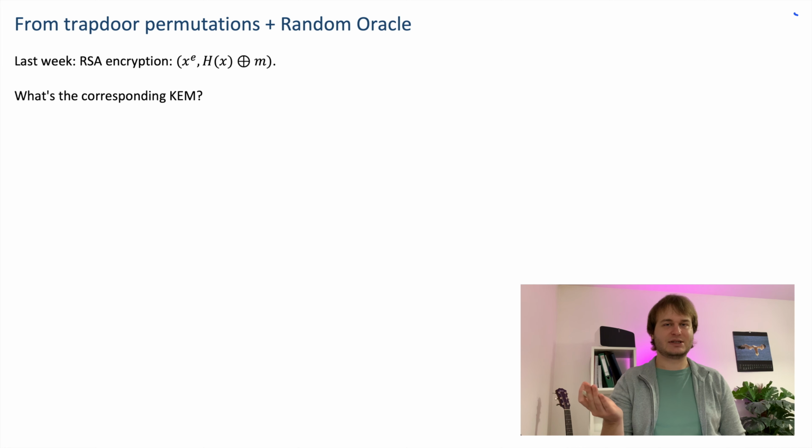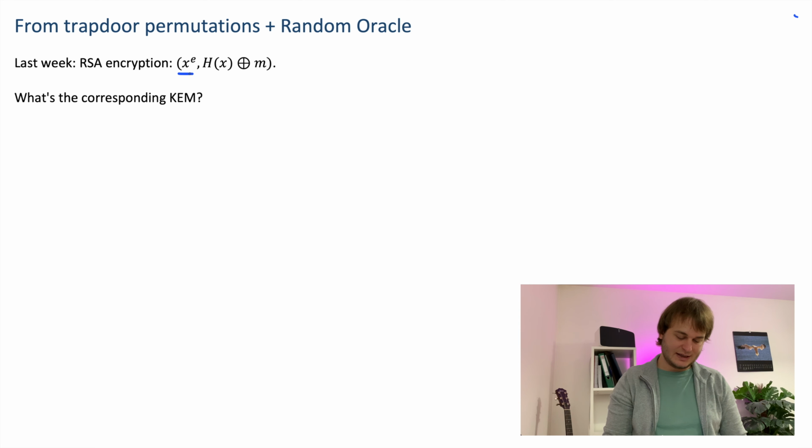So this KEM that we've just seen is a little bit boring, because the secret key that it outputs is just single bits. So it's pretty much only useful to encrypt single bits. But last week we've seen other encryption schemes, and one of those was the RSA-based encryption scheme with the random oracle. There, if you wanted to encrypt something, we chose a random x from Zn. And then the ciphertext was x to the e, which is basically the RSA trapdoor permutation applied to x. And then we blinded the message with the hash value of x, where we modeled h as a random oracle.